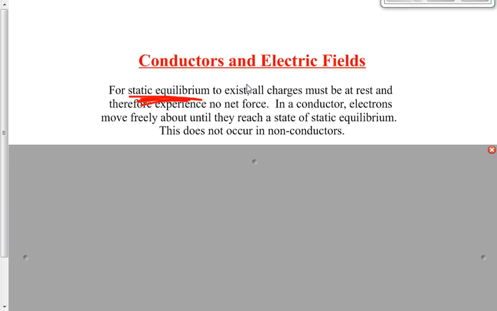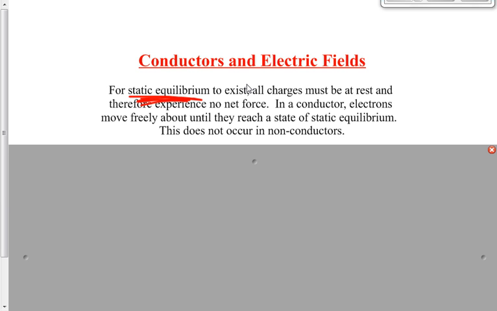What does the distribution of charges look like when that happens? When they've reached static equilibrium, when they've reached that point where the forces are balanced and the charges are no longer moving. Static means stopped, right? Not moving. What does the distribution look like when the charges have stopped moving because the forces have all balanced?